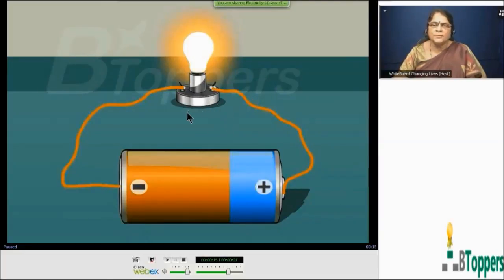Until then, the bulb will continue to glow. So whenever I want a continuous supply of electricity, I will take a cell like this or a source which will provide electrical energy. How do I know in which direction the current is flowing from the battery to the bulb and back to the battery? So how do I know the direction here? For this, let us observe a waterfall.